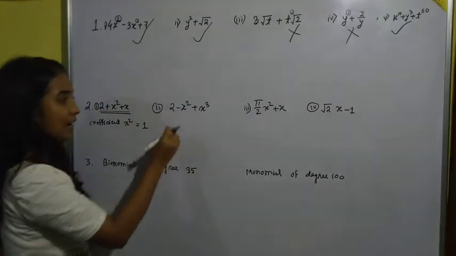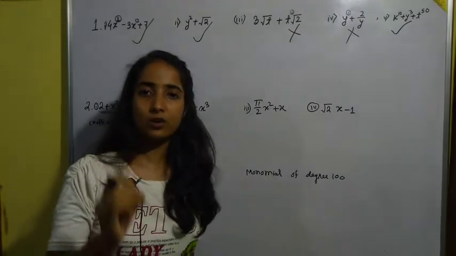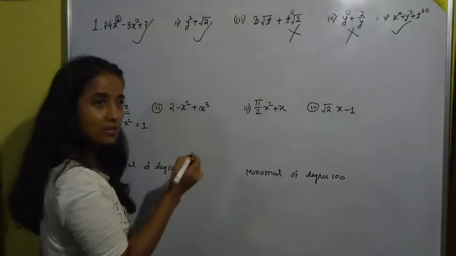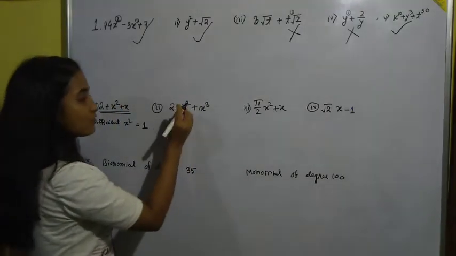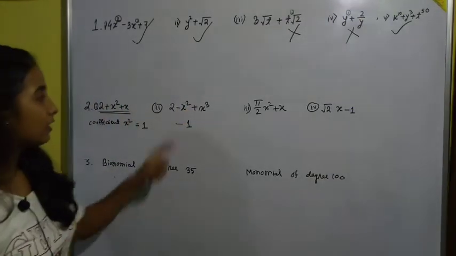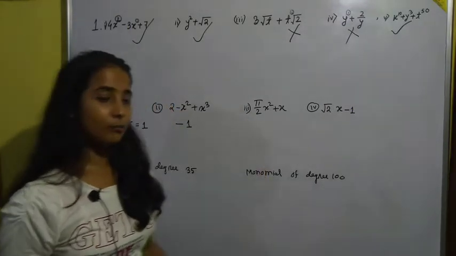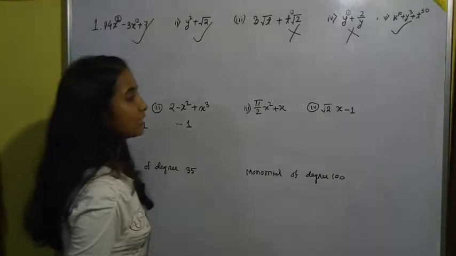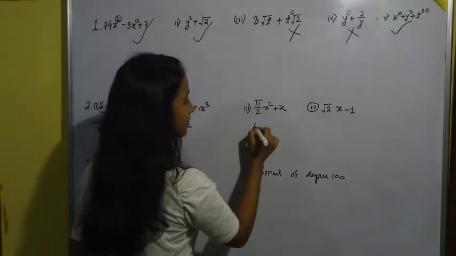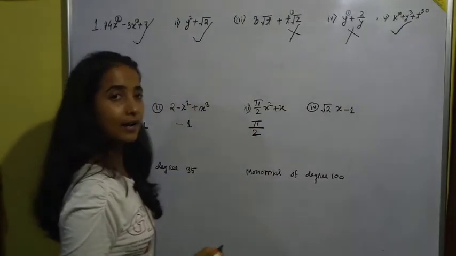That means here in this polynomial, minus 1 is multiplied with x square. Therefore, the coefficient of x square in this polynomial is minus 1. See carefully the sign. Now in this polynomial, which number is multiplied with x square? It is pi by 2. That means in this polynomial, the coefficient of x square is pi by 2.